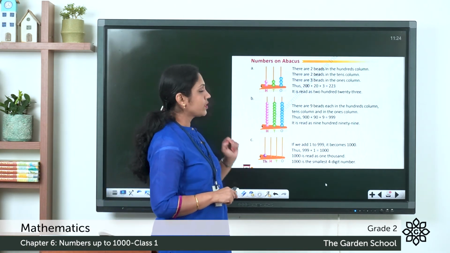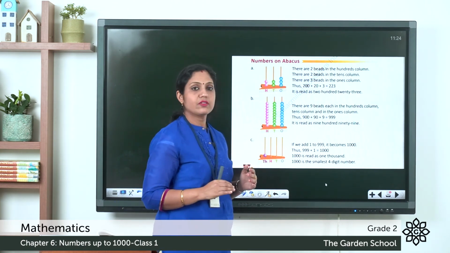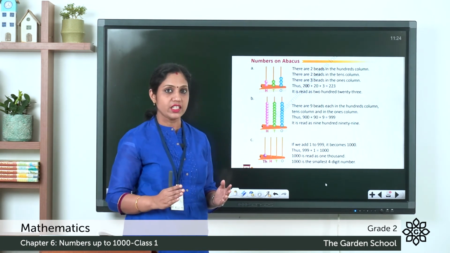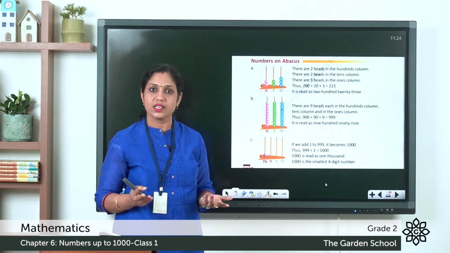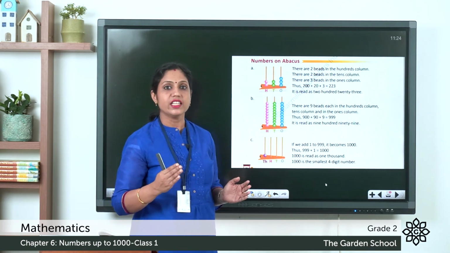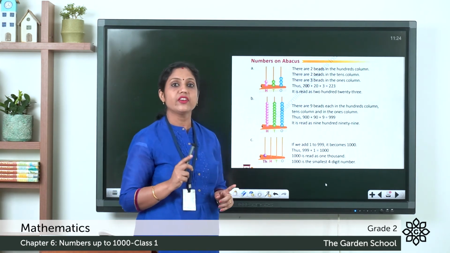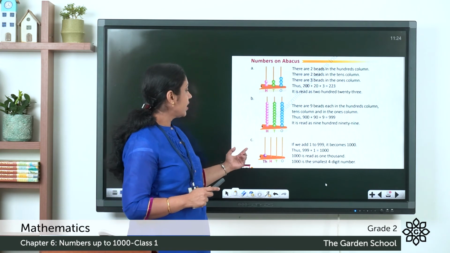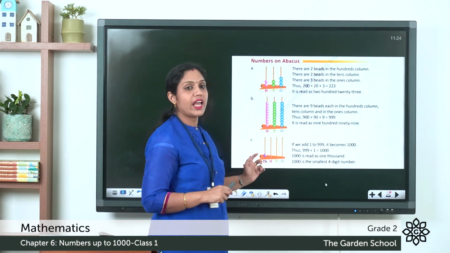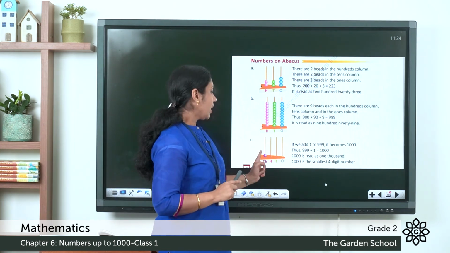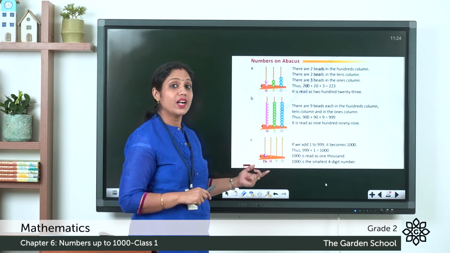So in the hundreds position, if there are 9 beads, it becomes 900. In the tens place, if there are 9 beads, it becomes 90. And in the ones place, if there are 9 beads, it becomes 9. So what is the number? 999. So this abacus represents the number 999. And see the last one. Here you have ones, tens, hundreds and thousands. In the thousands place you can see only one bead. That is, it is 1000.